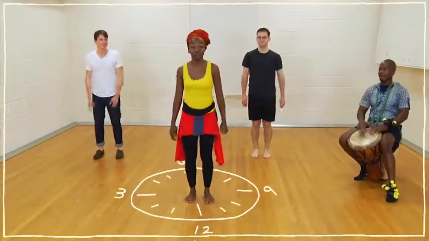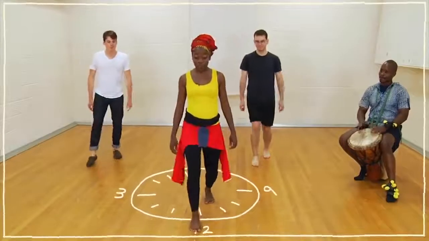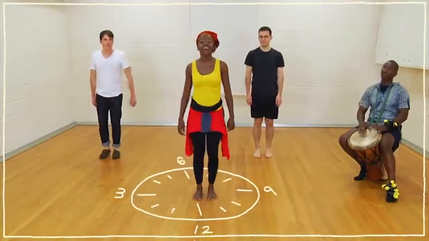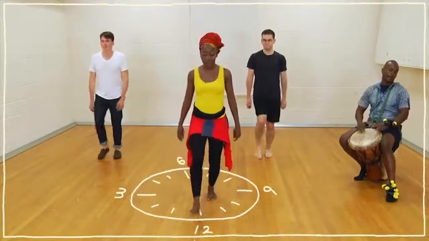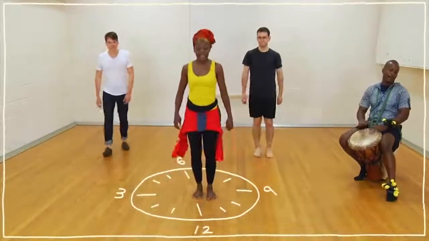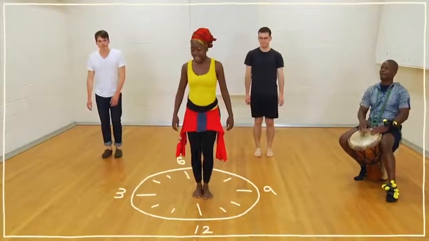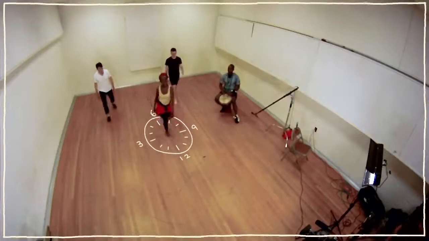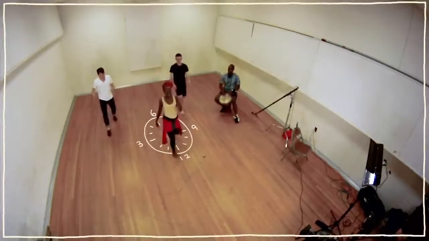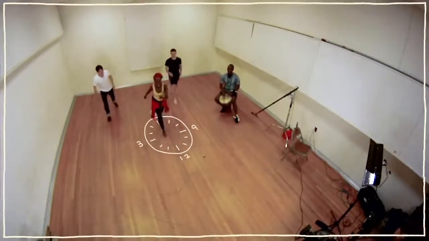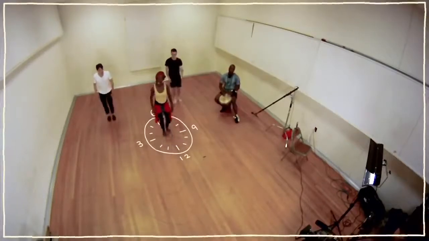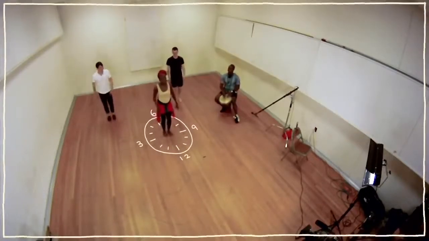Here we go. We're gonna go right to 12. We're gonna go left to 6, right? 5, 6, 7. And right to 12. And left to 6. And right to 12. Step and left to 6. Step and right to 12. Step and left to 6. Now, double time, right?